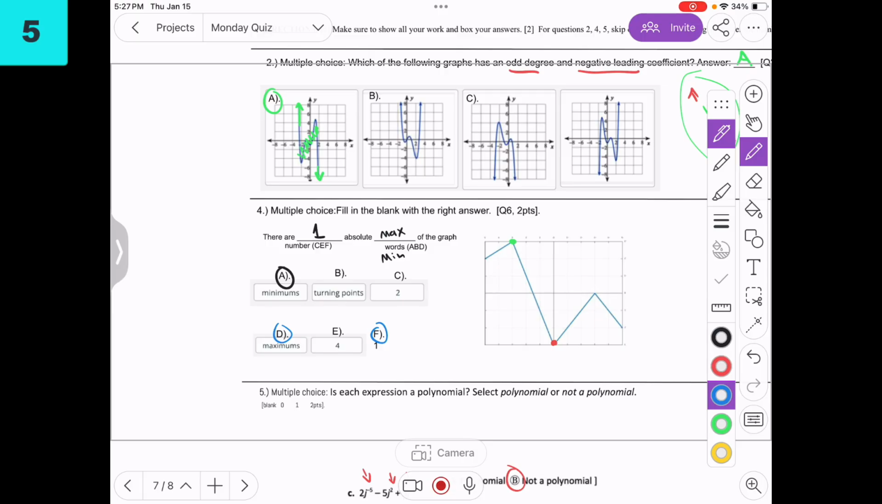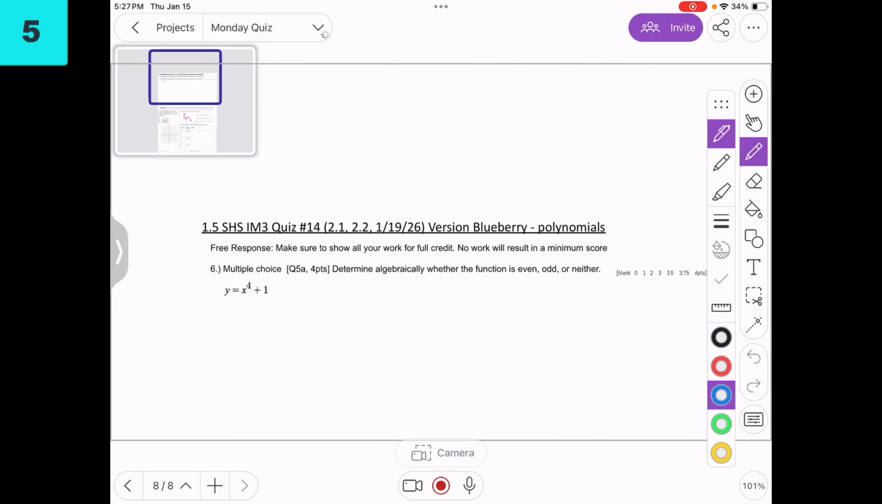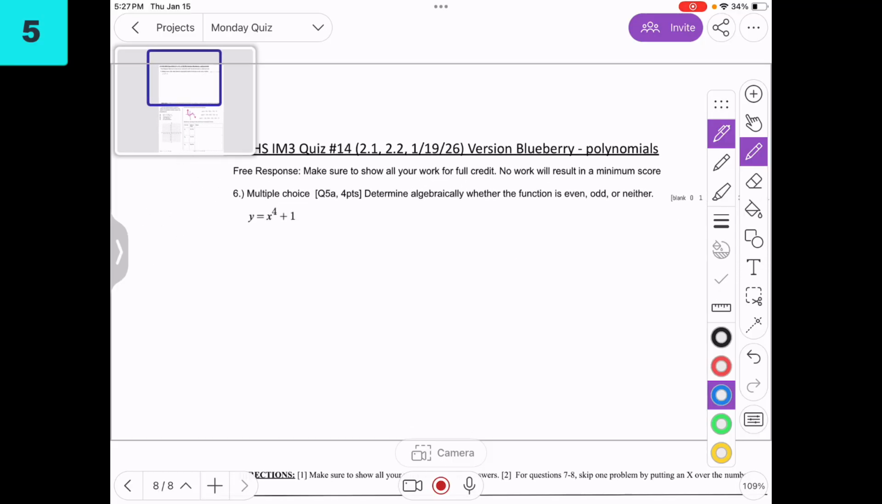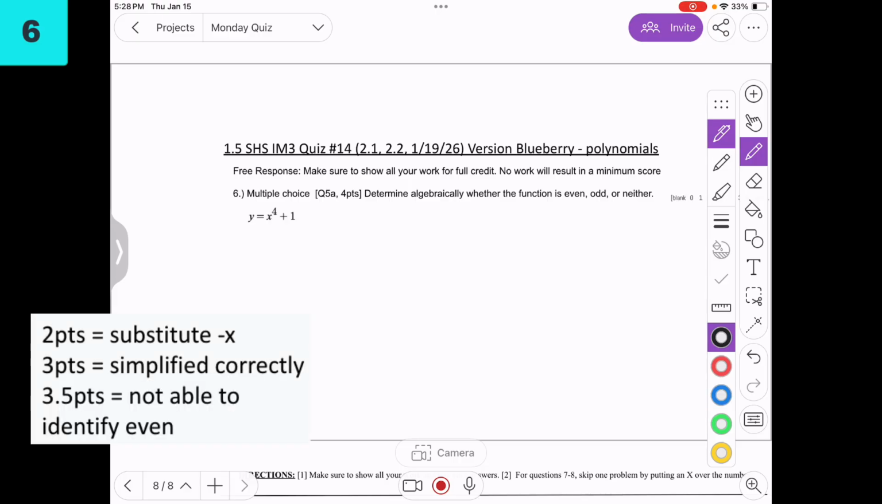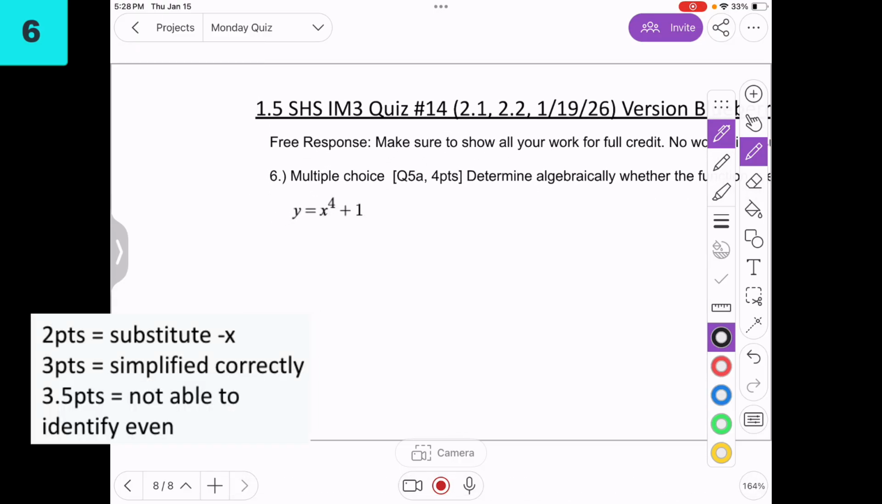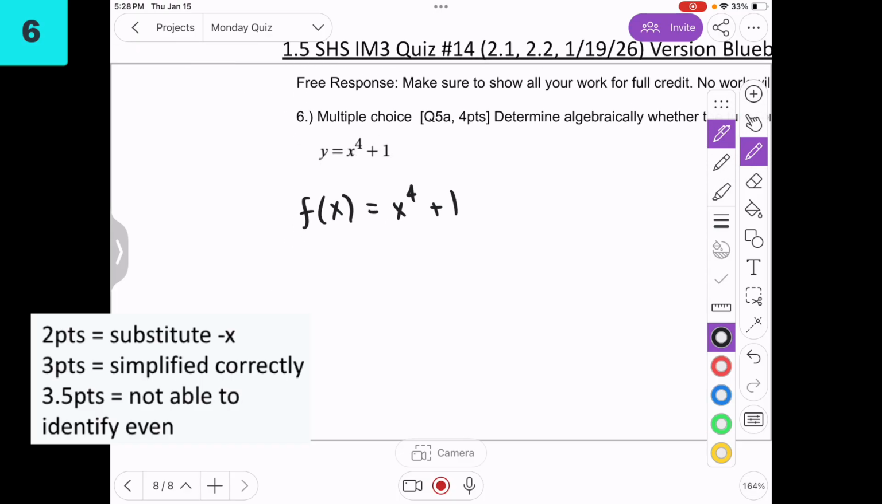So moving on to the next question, we have to determine whether this function is odd or even algebraically. This is actually something that we covered last semester. So the first thing I want to do is write down my original function, and then we multiply the original function by a negative.